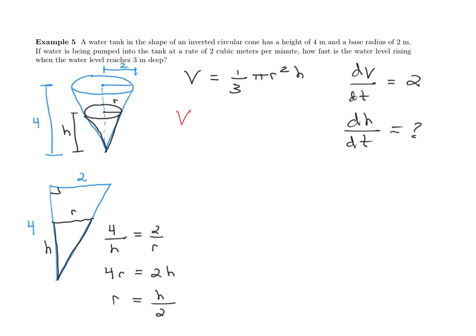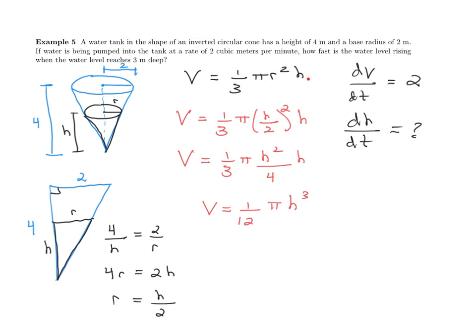Let's do that. Volume is equal to 1/3 pi. R is really H over 2. We're squaring that, and that's H. If we simplify this equation, volume is 1/3 pi, H squared over 2 squared, which is 4, times H. We can combine this and say, well, we have 1/3 and this 4 here that gives us a 1/12. We have pi, and we have H squared times H, which is H cubed. This equation in this setup is equivalent to this one.